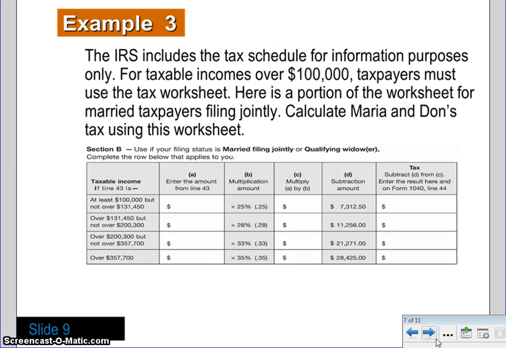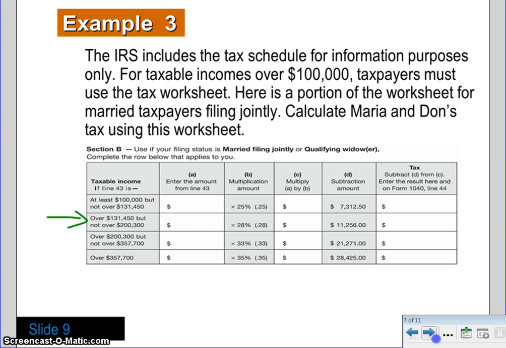All right, the IRS includes a tax schedule for information purposes only. For taxable incomes over $100,000, taxpayers must use the tax worksheet. Here is a portion of the worksheet for married taxpayers filing jointly. Calculate Maria and Don's tax using the worksheet. Now notice that this is the same couple from example 2. We're just looking at it through a little different eyes. So again, right here, it's the section that is $131,450 to $200,300.